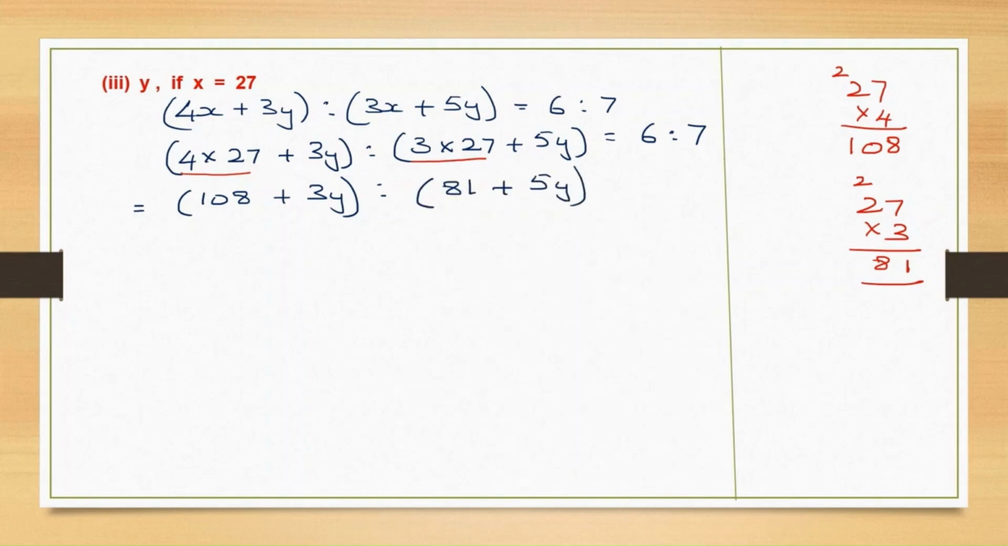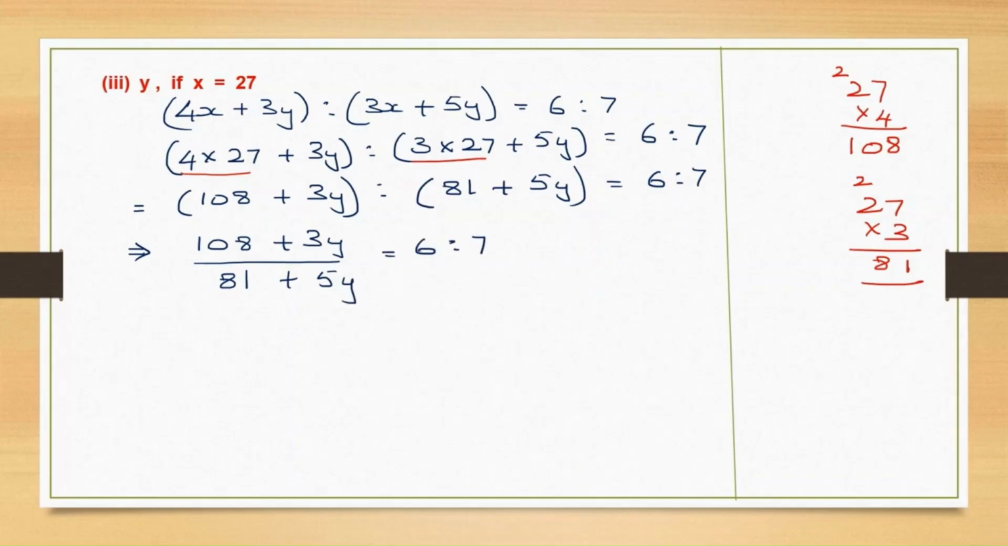This is equal to 6 is to 7. Now let's write this as a fraction. So this becomes 108 plus 3y divided by 81 plus 5y. This is equal to 6:7. And that we are writing as a fraction now. So that becomes 6/7. Now here, what we're going to do is we're going to transpose a few numbers from one side to the other side.